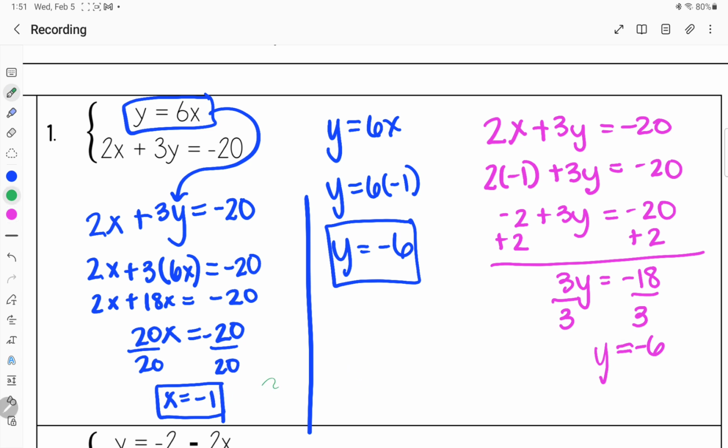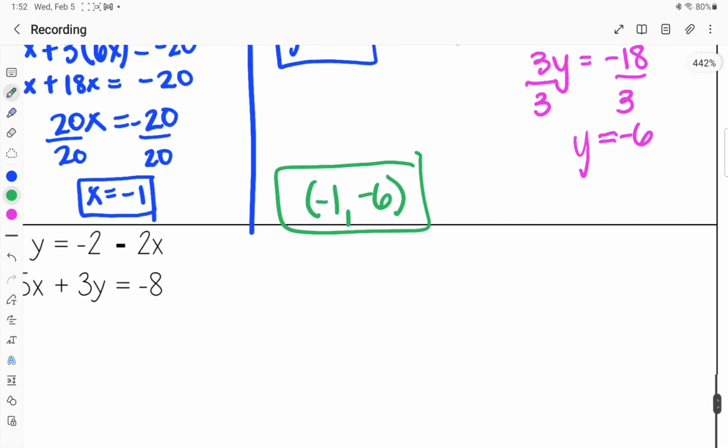Our final answer: our x value is -1, our y value is -6. This means if we were to graph these two, that's where they would cross, at -1, -6. But you're not always going to be able to graph them, so you need to understand how substitution works.